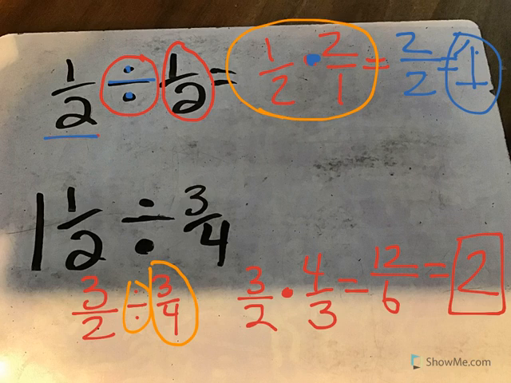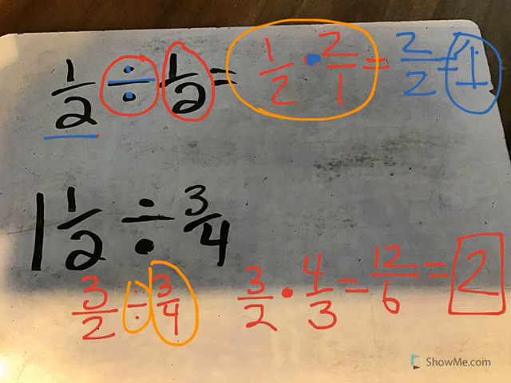Why? We turned our mixed number into an improper fraction. And then 3/2 divided by 3/4, so we keep the first fraction, 3/2. Turn our division into multiplication and find the reciprocal of the second fraction. 3/4 becomes 4/3. Once I'm at that point, I multiply the fractions.